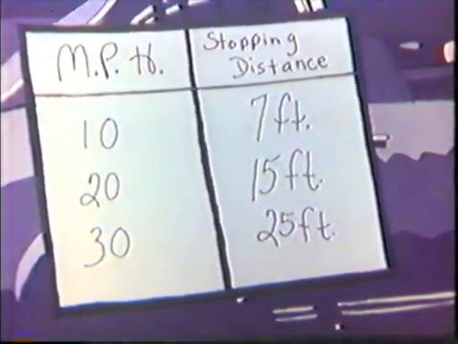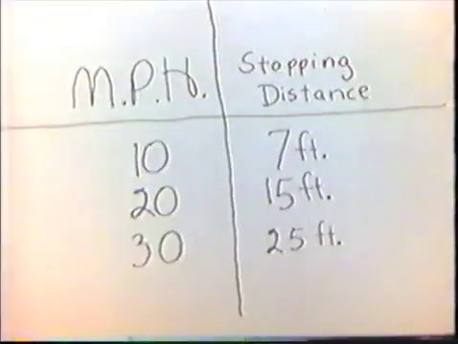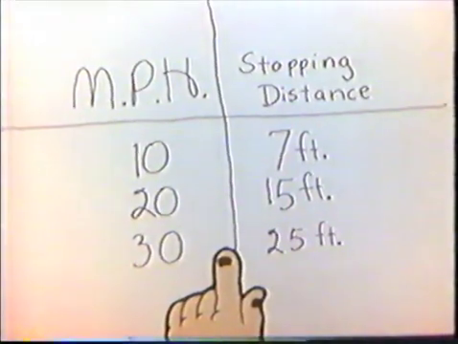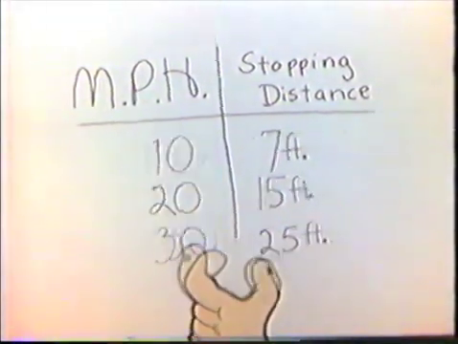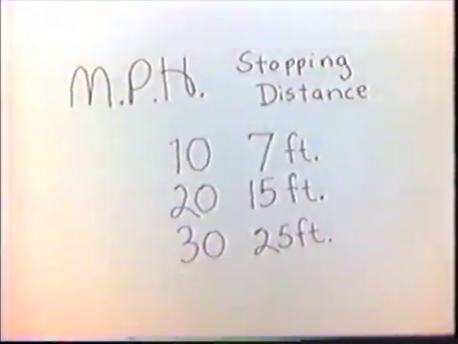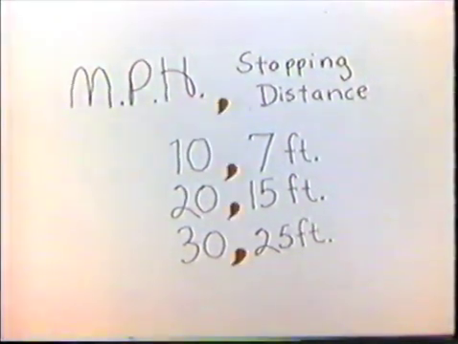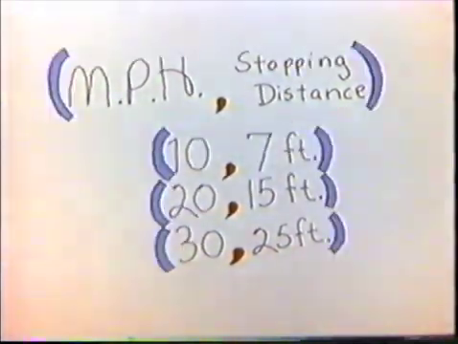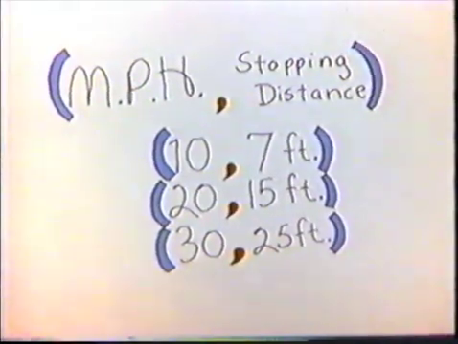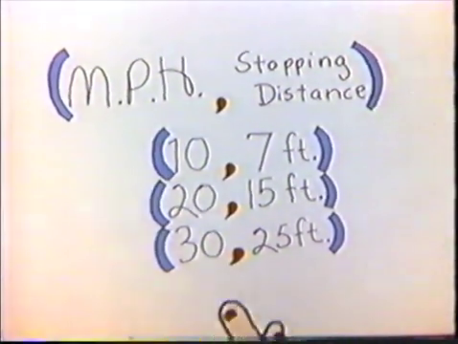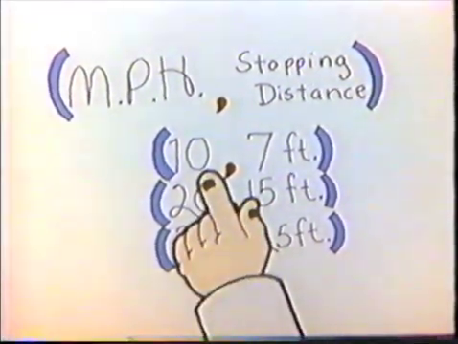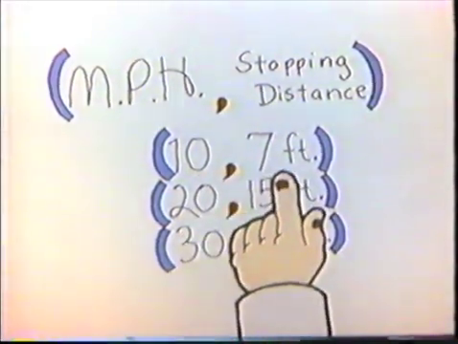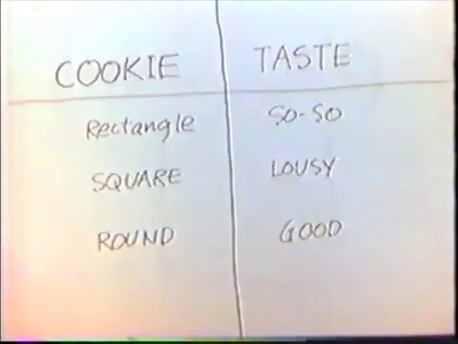Otto, transfer the chart to the blackboard. Now that we have the numbers here, let's squeeze them a little bit. Insert a comma so as not to confuse the two numbers. Place parentheses around the pair so as not to confuse one pair from another. And that is an ordered pair. Ordered because the first element is always the speed and the second element is always the distance.